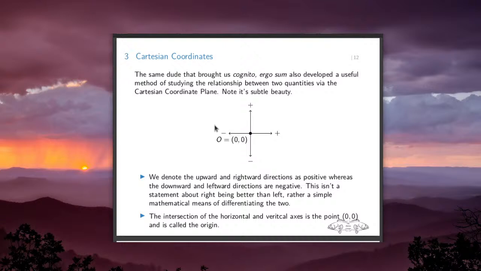And again, like I said before, it has nothing to do with left being better than right, or going from left to right being the way to be, or anything like that. It's bookkeeping, right? It lets us differentiate as to which direction we're going. So there we go.